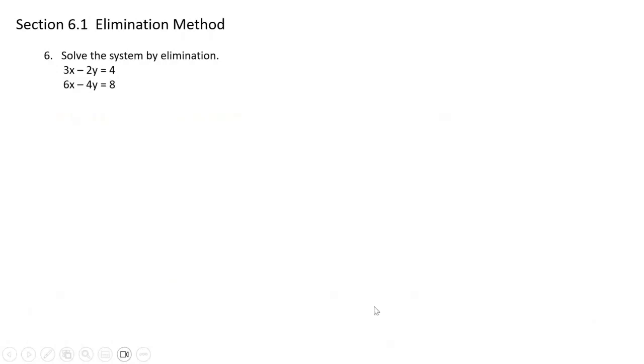Now let's do another one. Here, guys, again, let's eliminate the x's. So I'm going to multiply equation 1 by negative 2. You might be asking, why negative 2? Because negative 2 times 3x will give us negative 6x, and when I add them, the x's will be eliminated. Negative 2 times negative 2y will give us a positive 4y. And negative 2 times 4 will give us a negative 8.